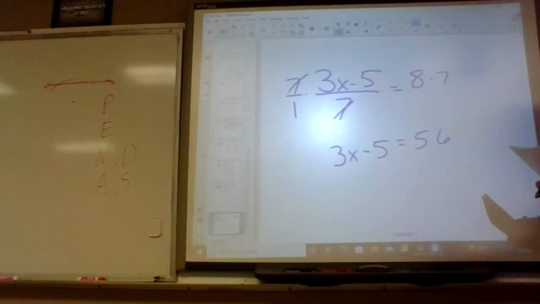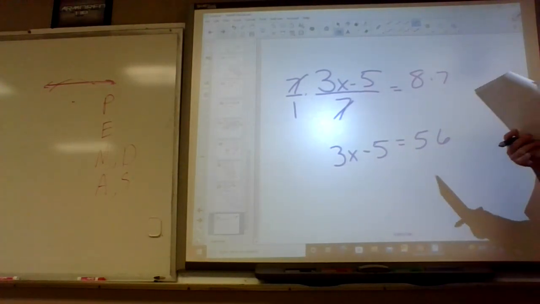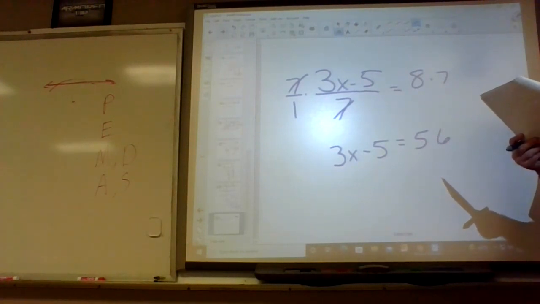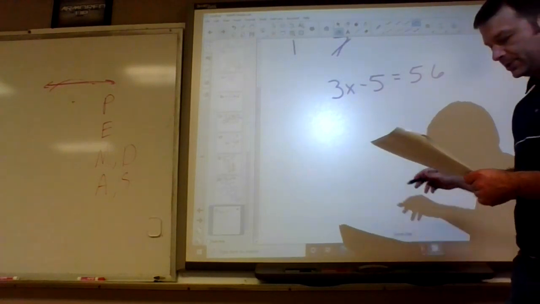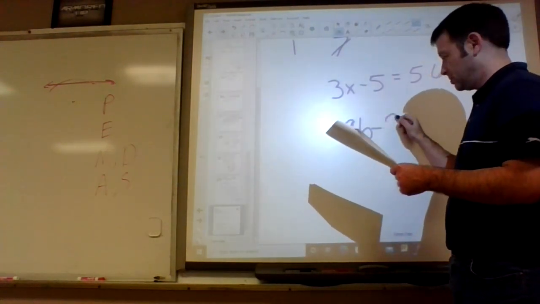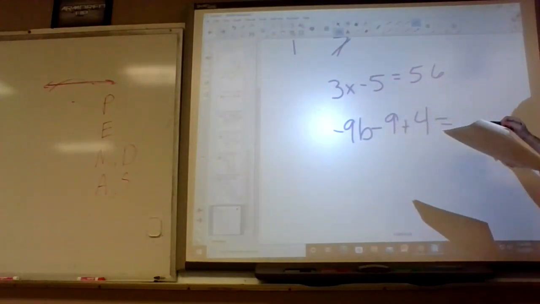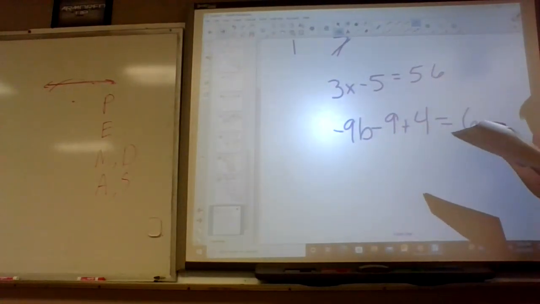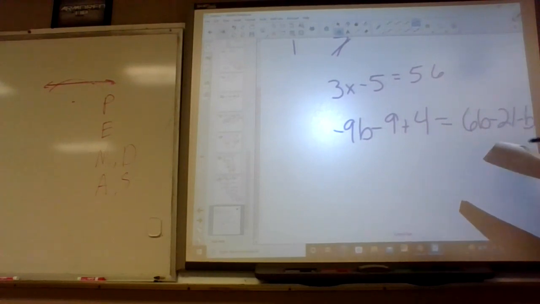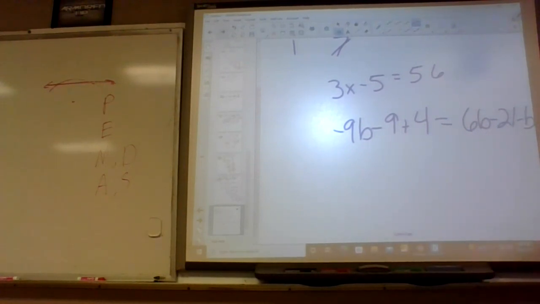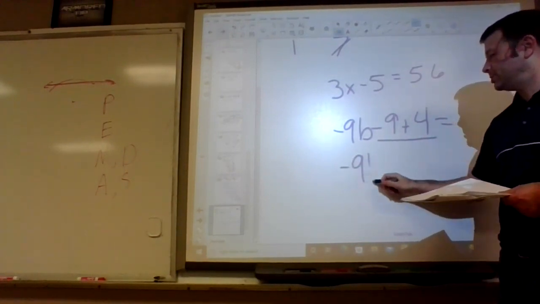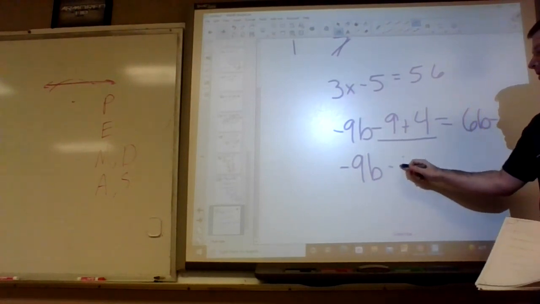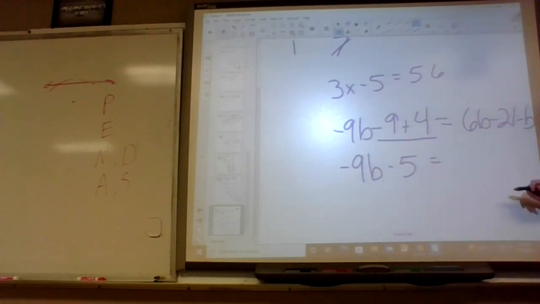Okay, it's your turn. Isa, what should we do first on 33? You do the distributive property. So what would the left side become when you do that? Negative 9b minus 9 plus 4b equals 6b minus 21 minus b. Then what would you do? Put the like terms together on the left. So that'd be negative 9b plus 4b, which is negative 5b. And what can we do on the right? 6b minus 1b is 5b.